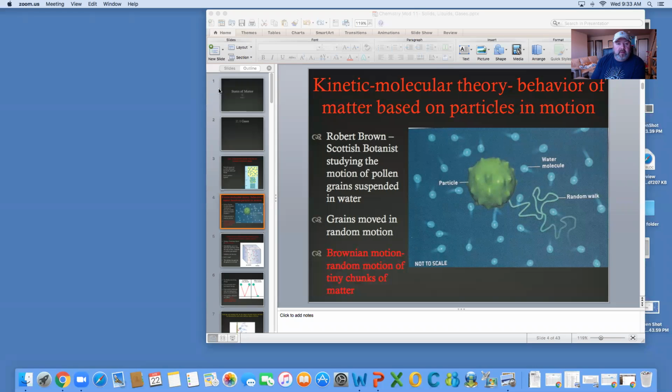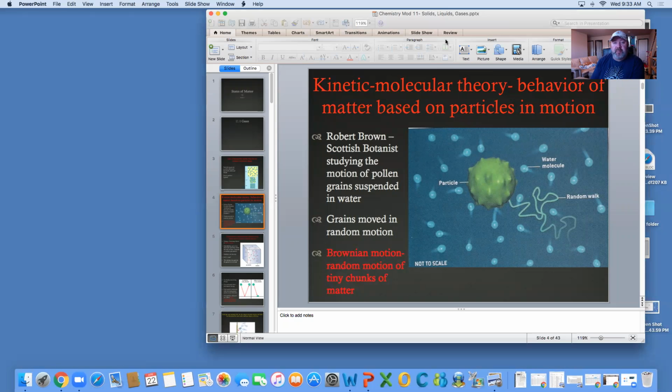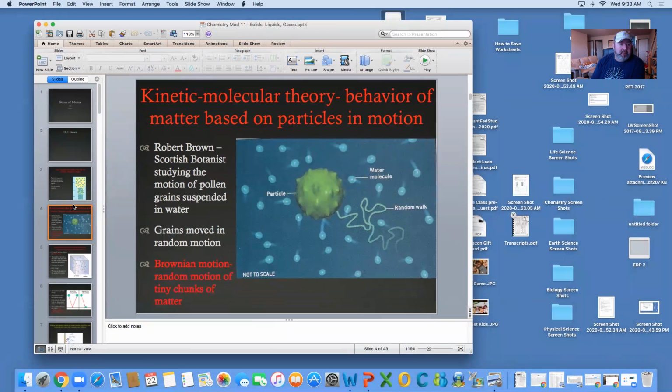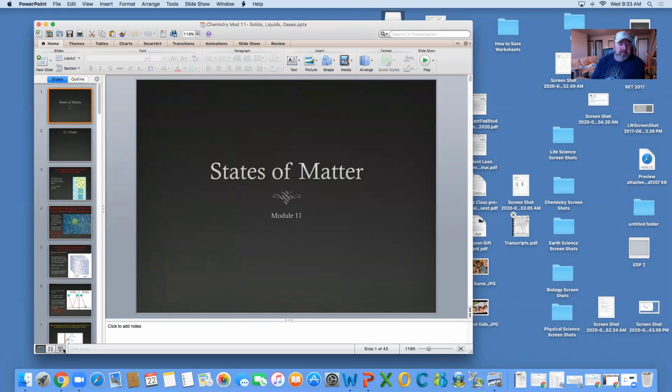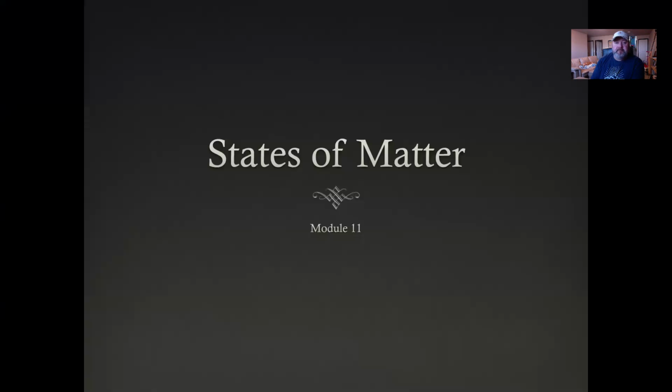We are moving on to chapter 11. We are skipping chapter 10 for now. Okay, chapter 11 is about states of matter, and this is something that we've talked about, we've learned about before. We went into some depth when you guys were in 9th grade. So a lot of this should be somewhat review for you.